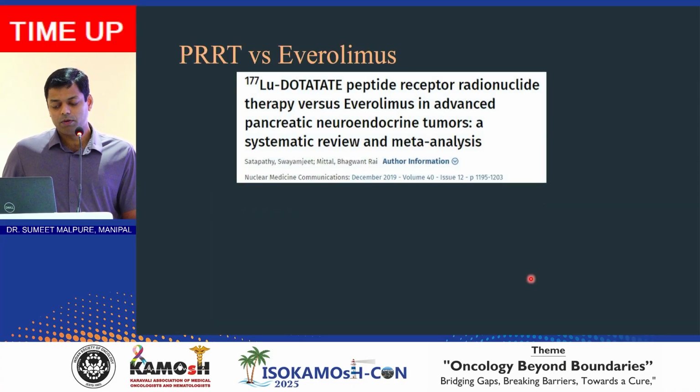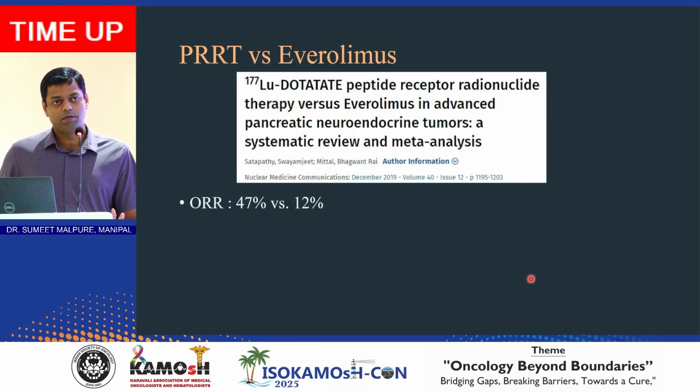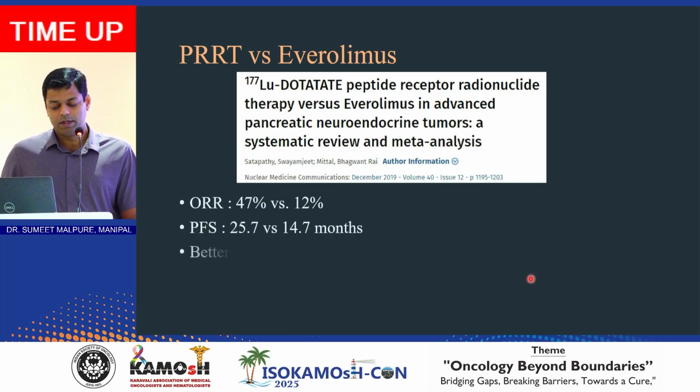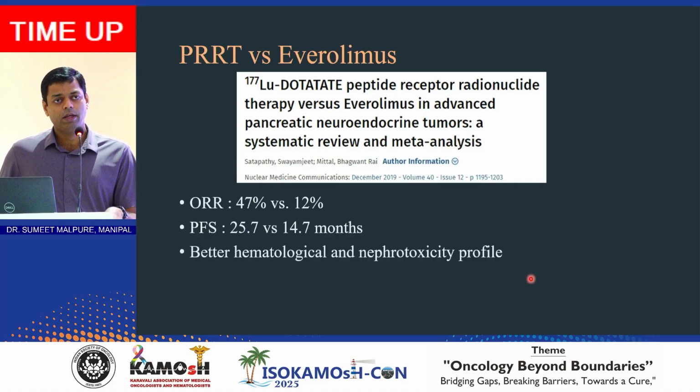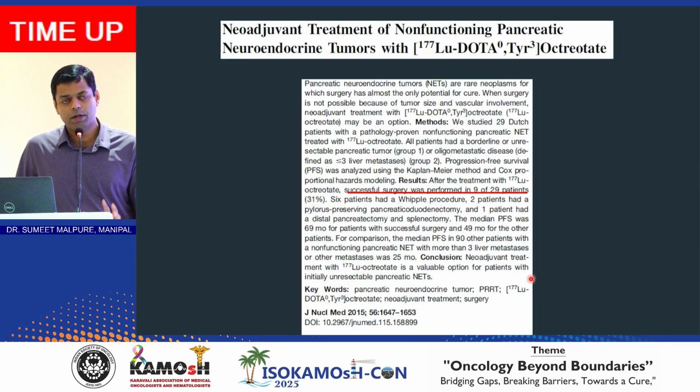Coming to PRRT versus everolimus, objective response rate was seen in 47% of patients in the PRRT group as compared to everolimus, and PFS was better. Most significantly, there are very few side effects with PRRT, apart from AKI, which is seen rarely these days because we use lutetium only. There is only dry mouth as a side effect. It can also be given in the neoadjuvant setting. You have an unresectable pancreatic mass, you give lutetium PRRT in the neoadjuvant setting, decrease the size of the mass and then go for surgery.